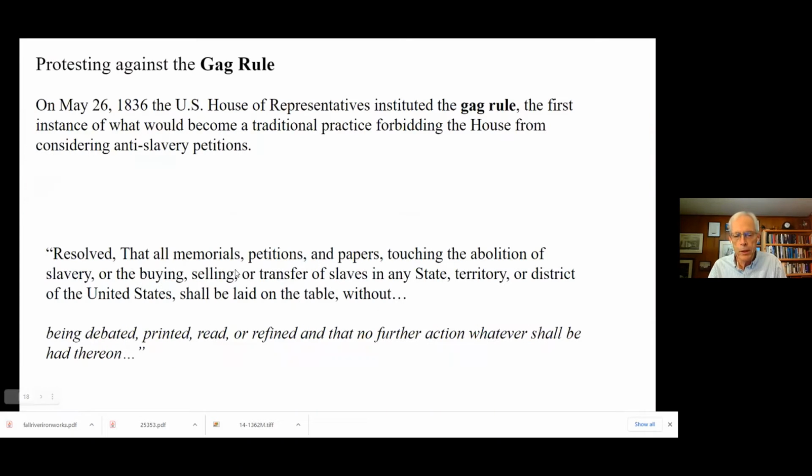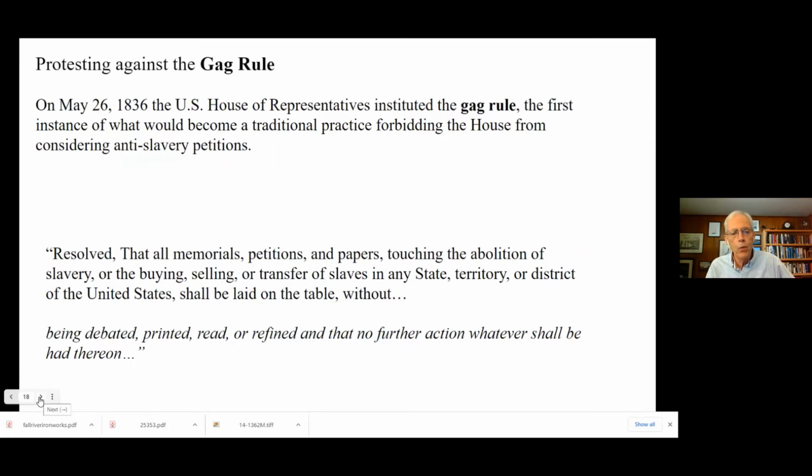Here's a third petition. This one's going to be protesting the gag rule. And this is a rule adopted in 1836 by the US House of Representatives that said they would no longer receive anti-slavery petitions. And so you see the text of the rule down below, that any petitions that come in basically are going to be automatically tabled. Well, to the opponents of slavery, what this said is that we're taking away your First Amendment right to petition.